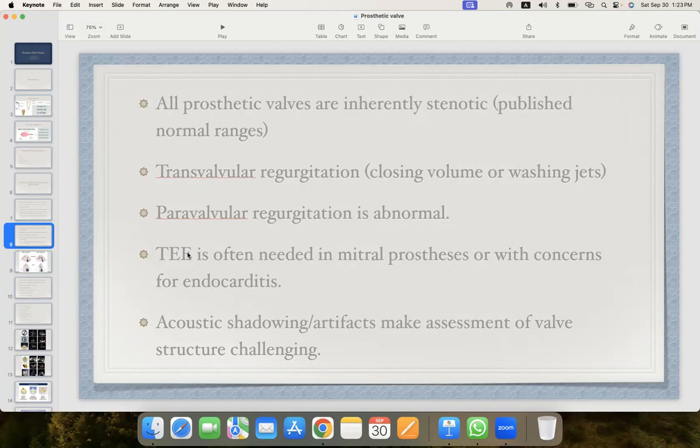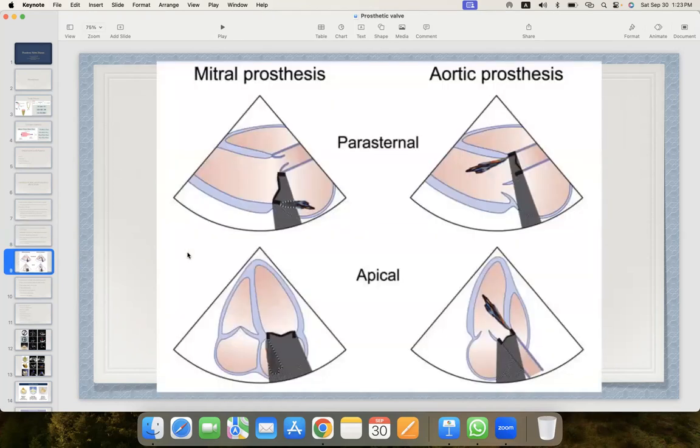Also, evaluation of the mitral valve is always better with the TEE. If you have any suspicion that the patient has a dysfunctional valve or abnormality, you always need to do TEE for this patient. It's important. I will now show you some images about how the shadowing can affect your diagnosis, and you should know this because it will affect your evaluation.